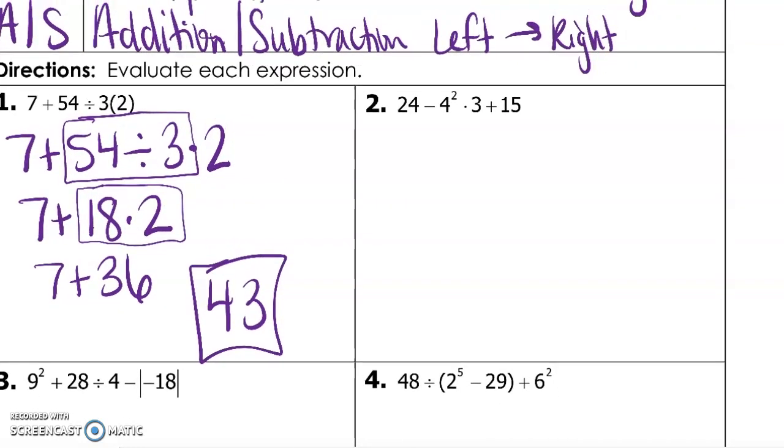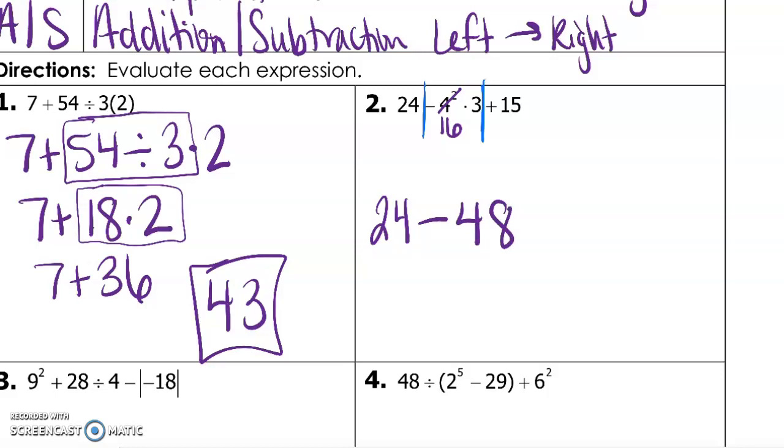Number 2, we have an exponent, so we have to do that first. If you feel confident just crossing that off and saying, I know that 4 squared is 16, you can do that. Another thing I suggest is that whenever there's a break, so with addition and subtraction, you can actually break this into 3 parts. So your first part is simply the number 24. Then you bring the subtraction sign down. Your middle part now is 4 squared times 3. Well, we know 4 squared is 16. 16 times 3 is 48.